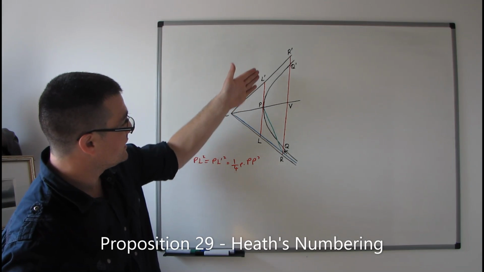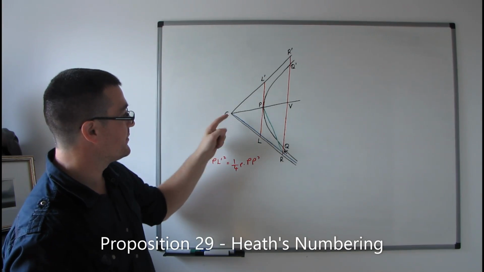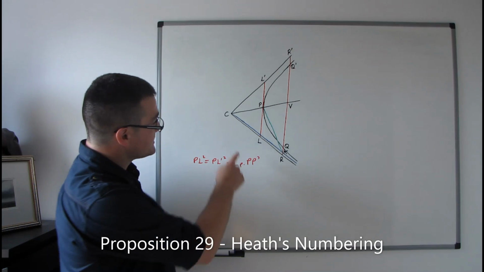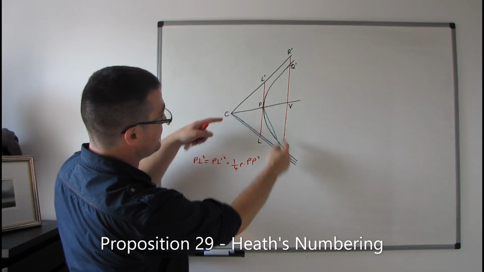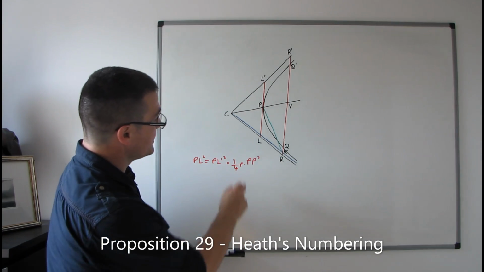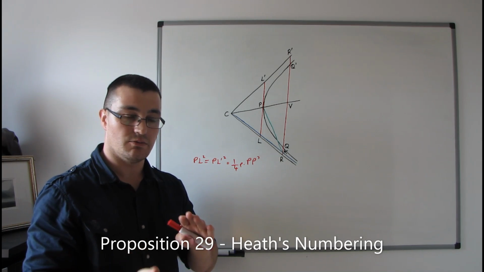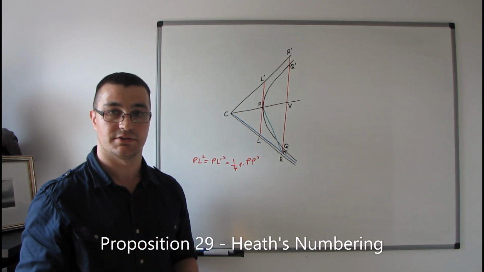Okay, so LL primed is tangent to the hyperbola at the point P. CP is a diameter, and this blue line here, I don't know if you can see that it's blue actually, in between the hyperbola and the asymptote CL, this is another line, and what we're going to assume is that this is actually another asymptote.